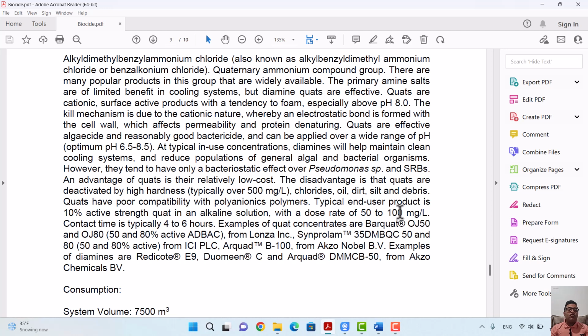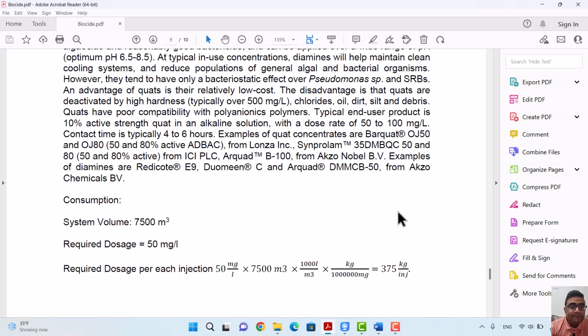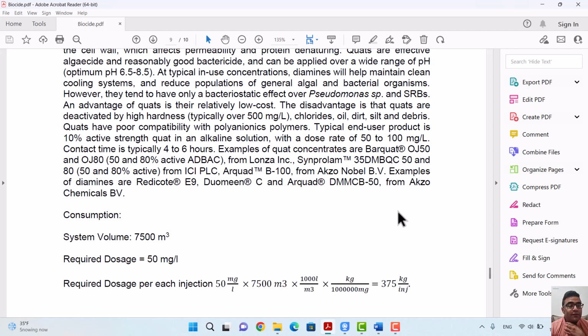Therefore, we had to change the quat to isothiazolone. And for its consumption, the system volume is this value, and the minimum required dosage is here 15, and of course the required dosage per each injection is like isothiazolone. 15 is multiplied by the system volume, and the conversion between liter and cubic meter and kilogram and milligram. If you multiply this, you get this value.